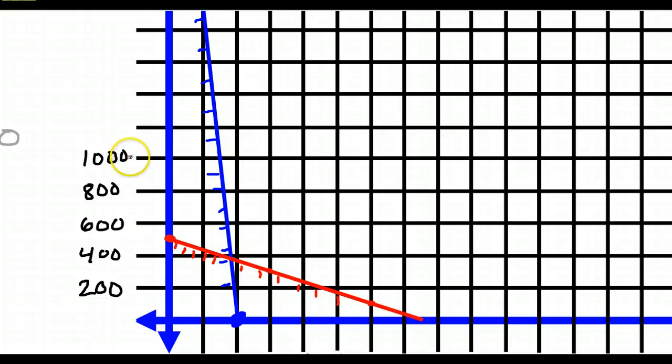Okay, so this is 1,000. All right, and this would be 1,200. Okay, because it's going by 2s. So this would be 1,100 right here.